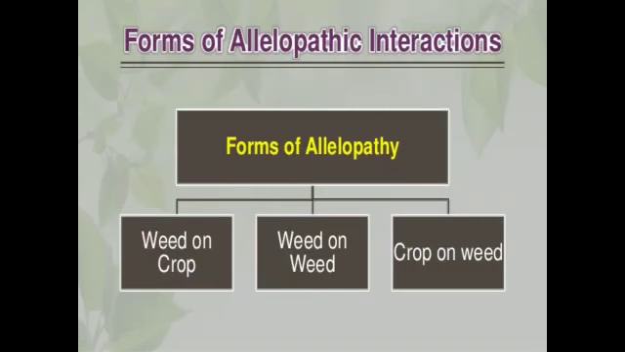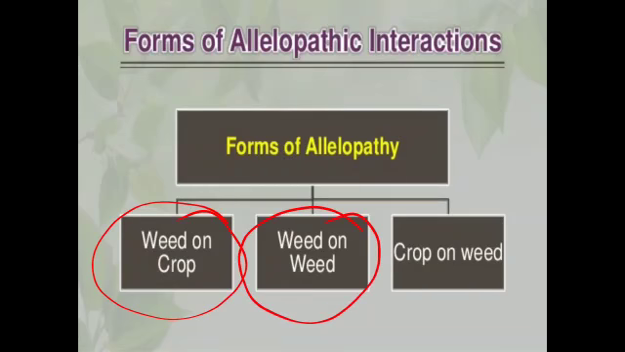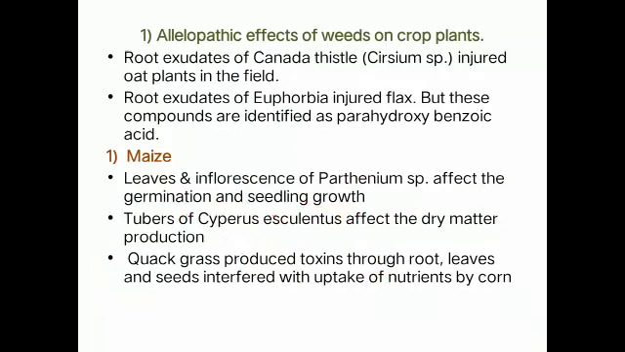Then forms of allelopathic interaction. There are three forms of allelopathy: weed on a crop, weed on weed, or crop on a weed. There are three forms. First we discuss the allelopathy of weed on a crop. The root exudates of the weed Canada thistle injure the oats plant in a field. Then root exudates of Euphorbia injure the flax, it's linseed, and these compounds are identified as para-hydroxybenzoic acid.